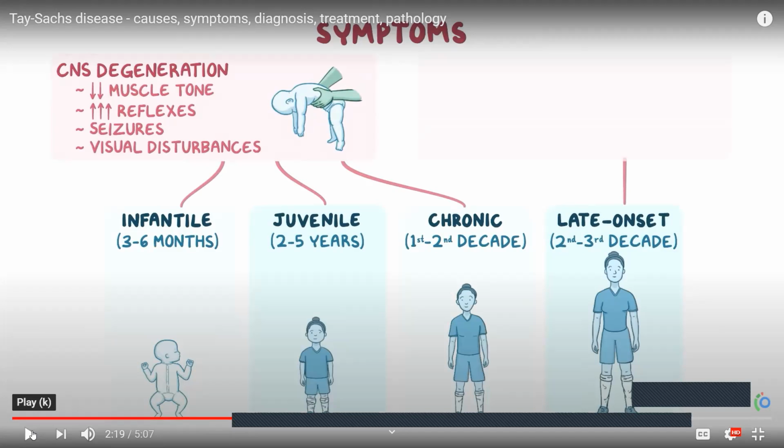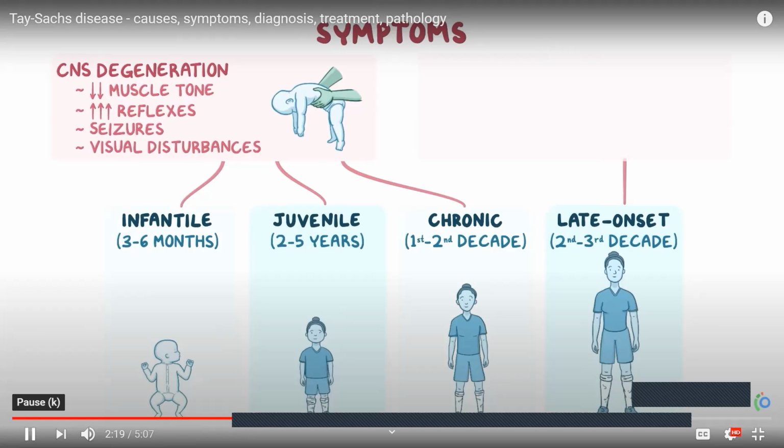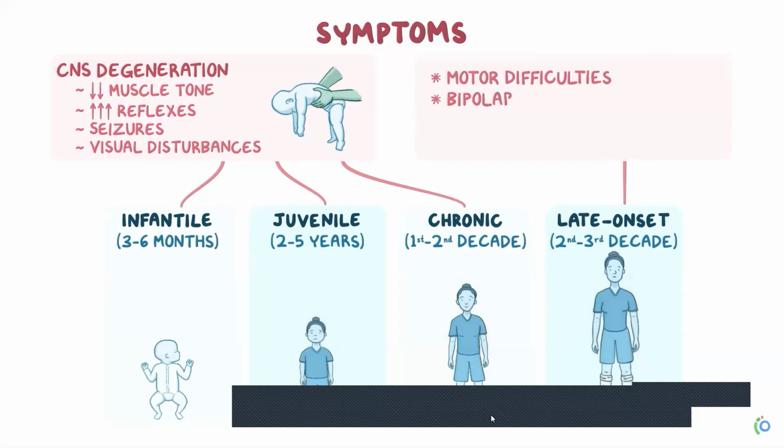Suddenly, it starts from 3 to 6 months, or sometimes 2 to 5 years, or sometimes when they are 20, above 20 years, sometimes adults above 40 years, okay? So I just wanted to show you the symptoms of Tay-Sachs disease. There may be motor difficulties, and some adults may manifest bipolar type psychological symptoms.